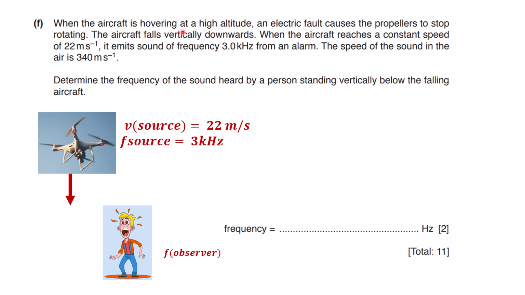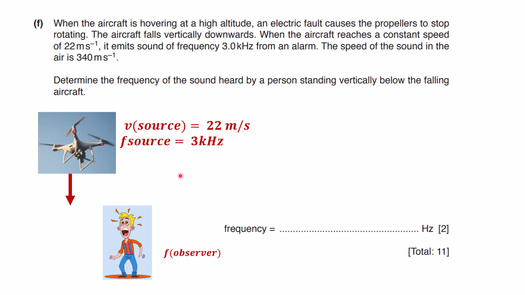When the aircraft is hovering at a high altitude, an electric fault causes the propellers to stop rotating. The aircraft falls vertically downwards. Ouch. When the aircraft reaches a constant speed of 22 meters per second, it emits sound of frequency 3 kHz from an alarm. The speed of the sound in the air is 340 meters per second. Determine the frequency of the sound heard by a person standing vertically below the falling aircraft. So sounds like the Doppler effect.